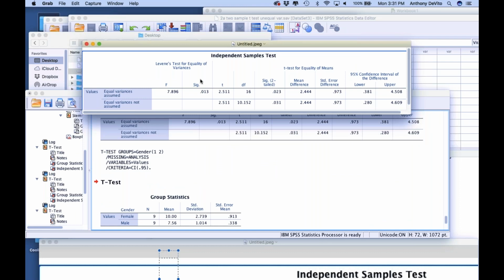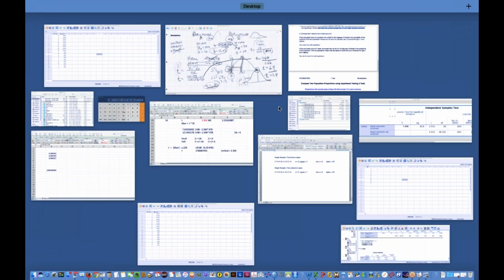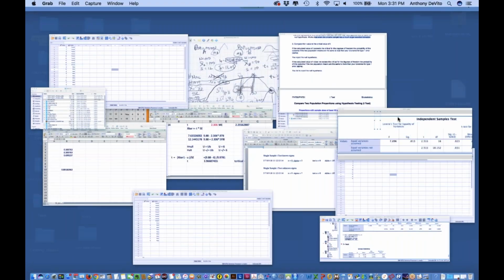Oops. Oh, sorry. Don't need that. I need the other version of it. Where'd it go? There it is.